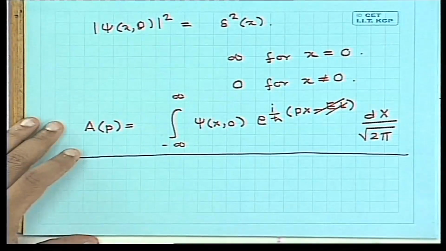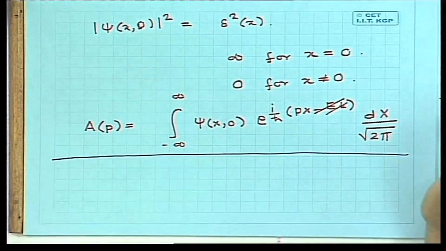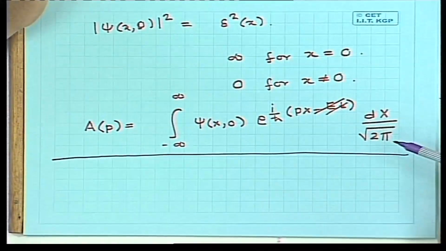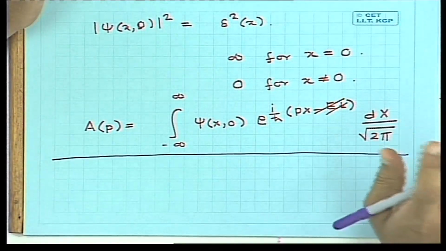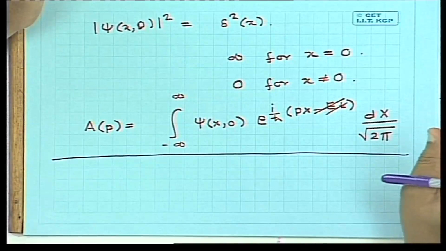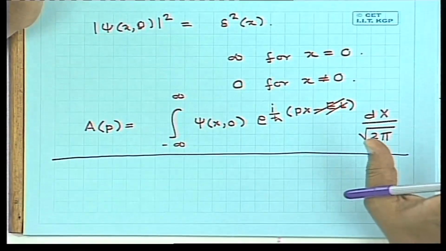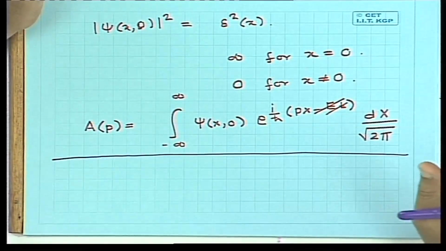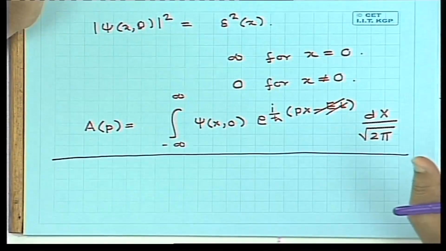Okay. Now, what have we learned in this exercise? We find that if you have momentum information, it is at the cost of position information. If you have position information, it is at the cost of momentum information. So there is some kind of a relation between the two, and this is the uncertainty relation.